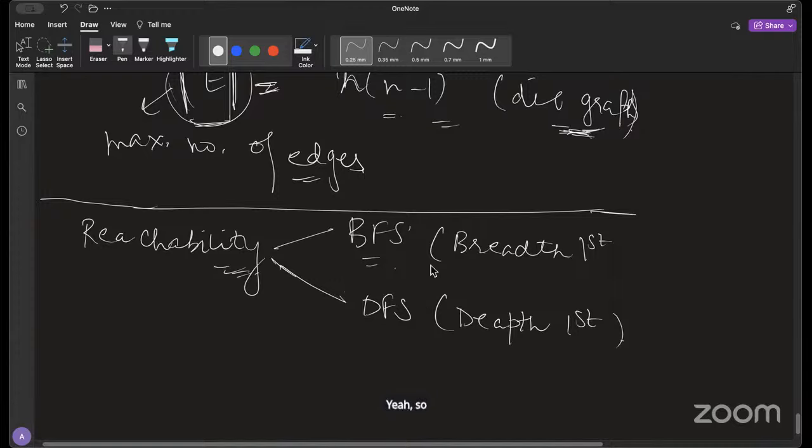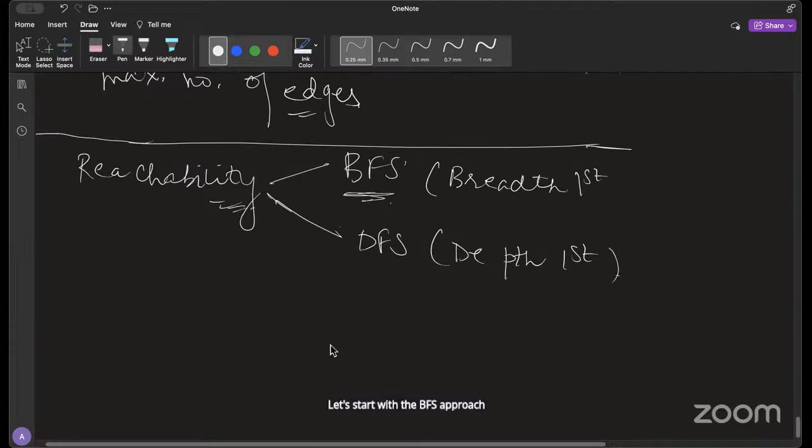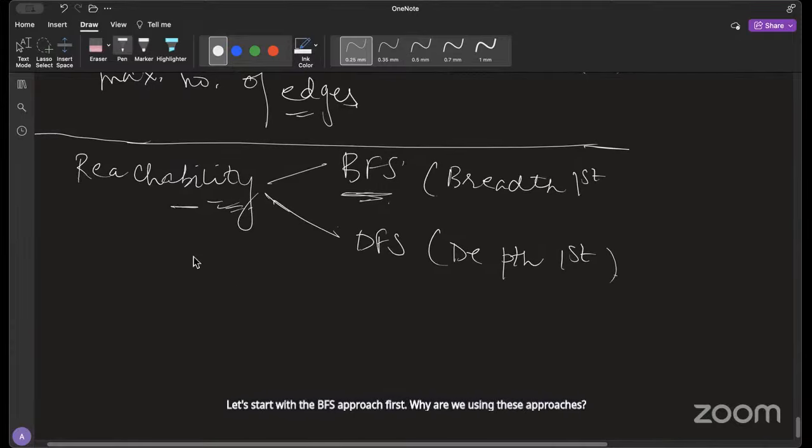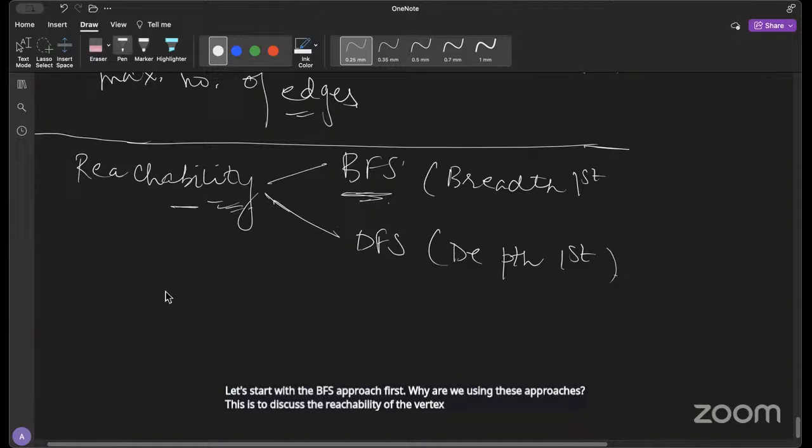Yeah, so this is depth first and breadth first, right? So let's start with the BFS approach first. Why are we using these approaches? This is to discuss the reachability of the vertices from one vertex, or it could be any vertex.